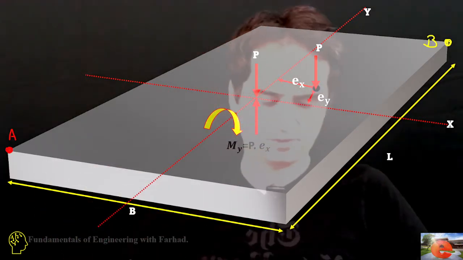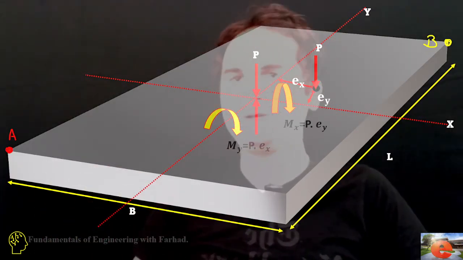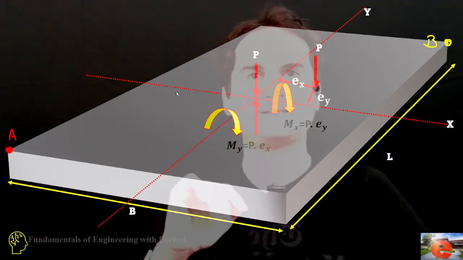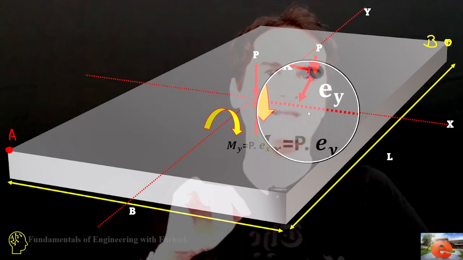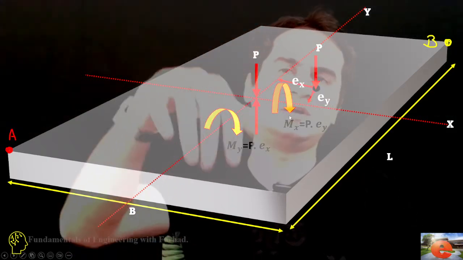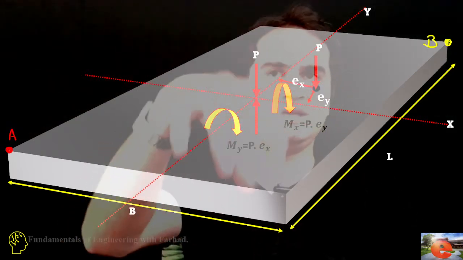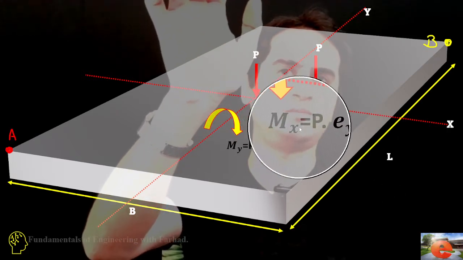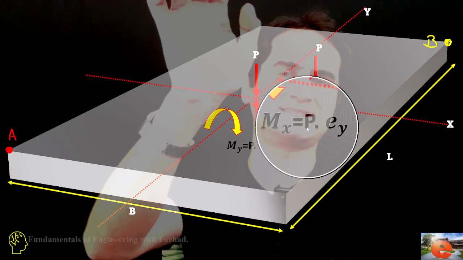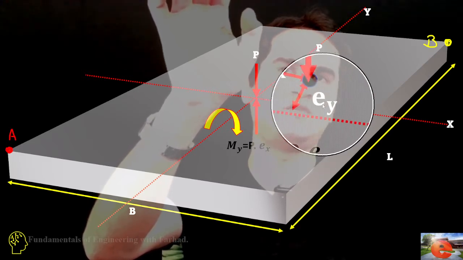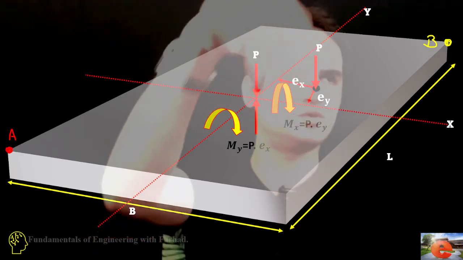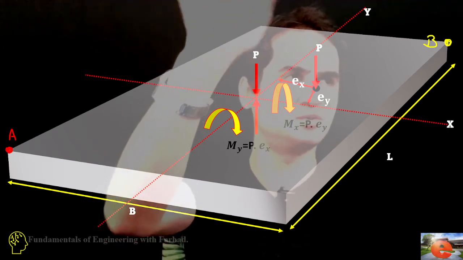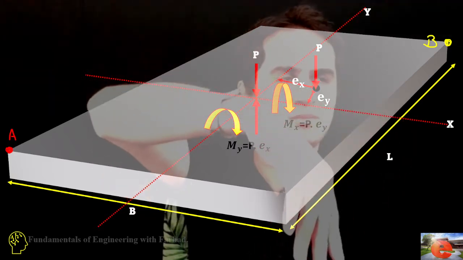And the other moment: because there were two eccentricities at the beginning, Ex and Ey, the other one provides a bending moment about the x-axis. That's Mx, the moment about the x-axis, which is the force times Ey. If you look at this moment also, you can easily see the second moment is also pushing point B and pulls point A.